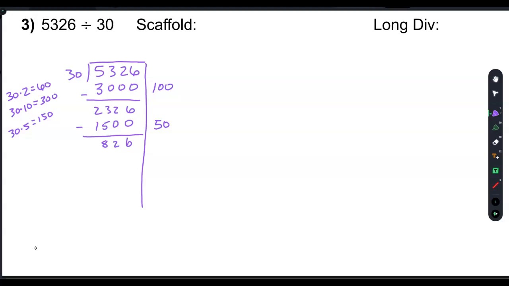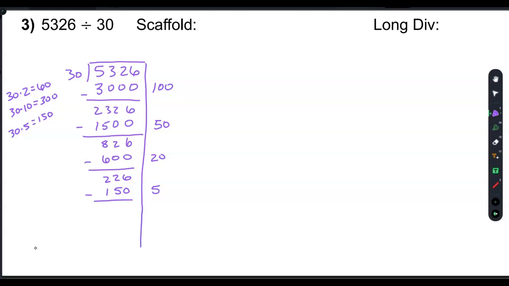Let's see, 30 times 2 is 60, so times 20 would be 600. So if I did that, that would leave me with 226. Can't quite get the 300 out of that. I could do the 150 though. So we said 30 times 5 is 150. So 5 more would give me that.